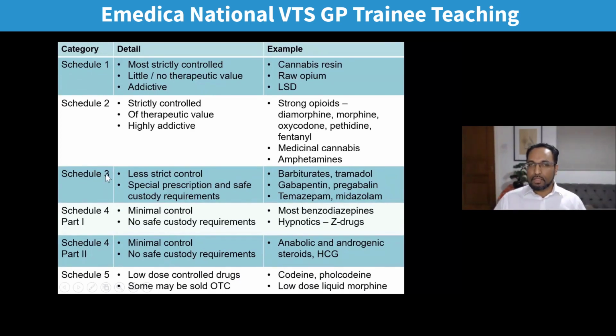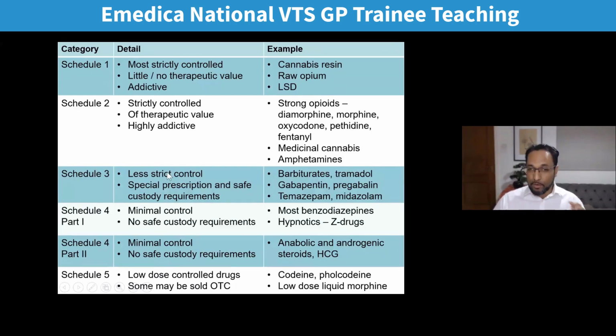So controlled drugs are categorized from schedule 1 to schedule 5. So schedule 1 are the most strictly controlled. They've got little or no therapeutic value. They tend to be highly addictive. They're basically not really used in primary care. They're used in hospital in trial settings only, okay? And in a lot of cases, they're not used at all medicinally. They're categorized because they're so strictly controlled. So things like cannabis resin, raw opium, LSD.